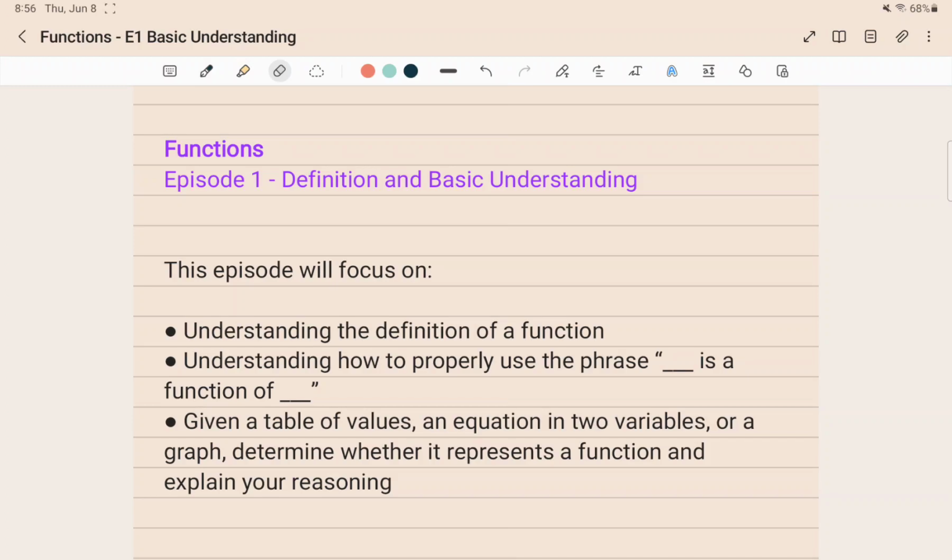This episode will focus on understanding the definition of a function, understanding how to properly use the phrase "blank is a function of blank," and, given a table of values, an equation in two variables, or a graph, determining whether it represents a function and explaining your reasoning. I'll start by providing a short lesson and then walk through several sample problems. Let's get started.